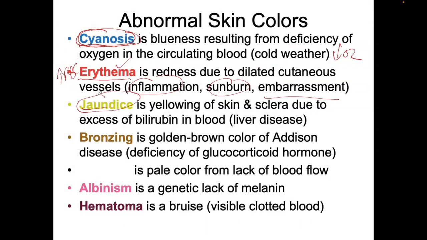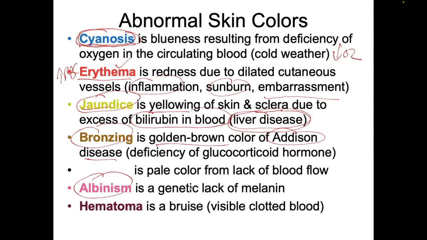When your skin is yellow, that's called jaundice. Now, if you're a darker complexion, it's hard to see jaundice in the skin, but you can see in the white of the eyes where it turns yellow, okay? Or in the sclera. That's due to excessive bilirubin in the blood that's associated with some sort of liver disease. When the skin has bronzing or this golden color, it's usually an endocrine issue called Addison's disease.